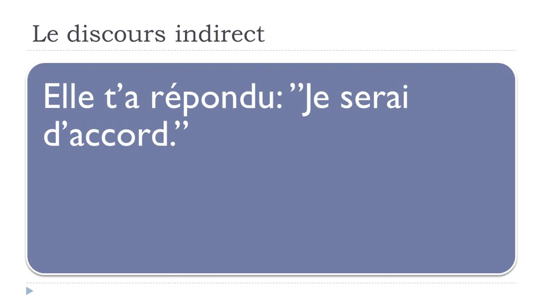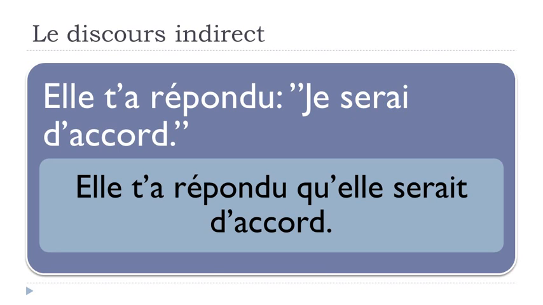Elle t'a répondu, je serai d'accord, okay? So we do agree that it's still the same here, passé composé, and in the second part, je serai, still the verb to be, but remember, it's the futur simple form. Je serai d'accord. And so it will become, elle t'a répondu qu'elle serait d'accord, okay? They look quite similar, but keep in mind that this form here is the conditionnel présent form. Elle t'a répondu qu'elle serait d'accord.